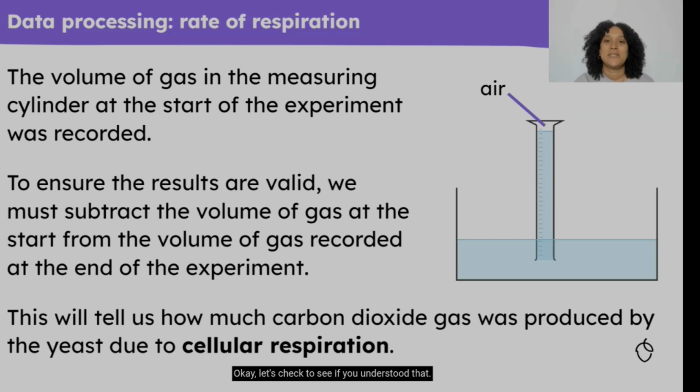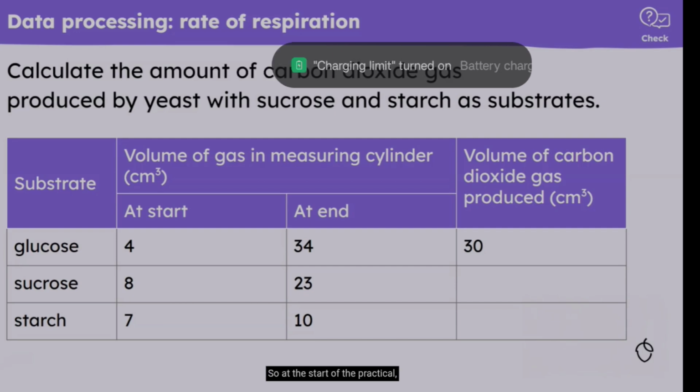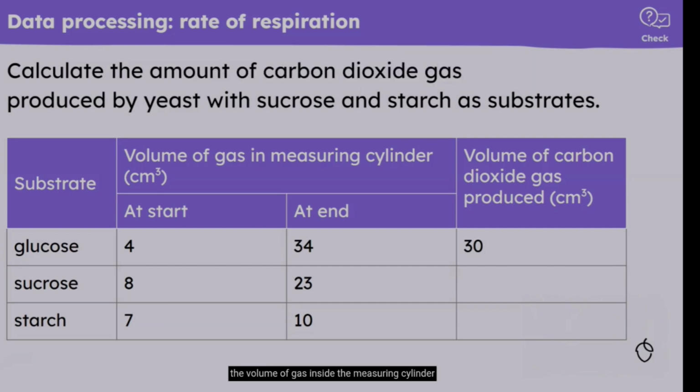Okay, let's check to see if you understood that. Calculate the amount of carbon dioxide gas produced by yeast with sucrose and starch as substrates. So the first line has been done for you for the substrate glucose. So at the start of the practical, the volume of gas inside the measuring cylinder was 4 centimetres cubed. At the end of the practical, it was 34 centimetres cubed. So the total volume of carbon dioxide gas produced was 34 take away 4, which is 30. I'll give you 5 seconds to complete the table, or if you want more time, you can click pause and click play when you're ready to see the answer.